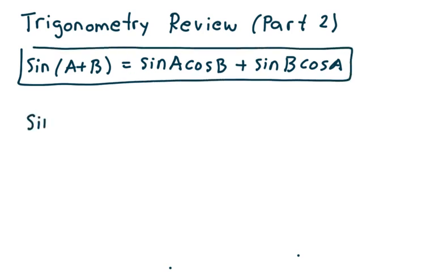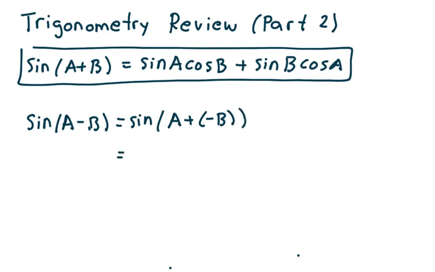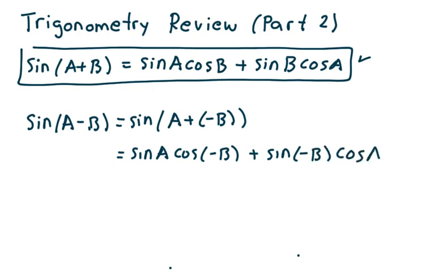And then, what we want to do is look at sine of a minus b and see that there's a connection here. So this is sine of a plus negative b. But if we apply the formula from above, we get sine of a cosine of negative b, plus sine of negative b cosine of a.